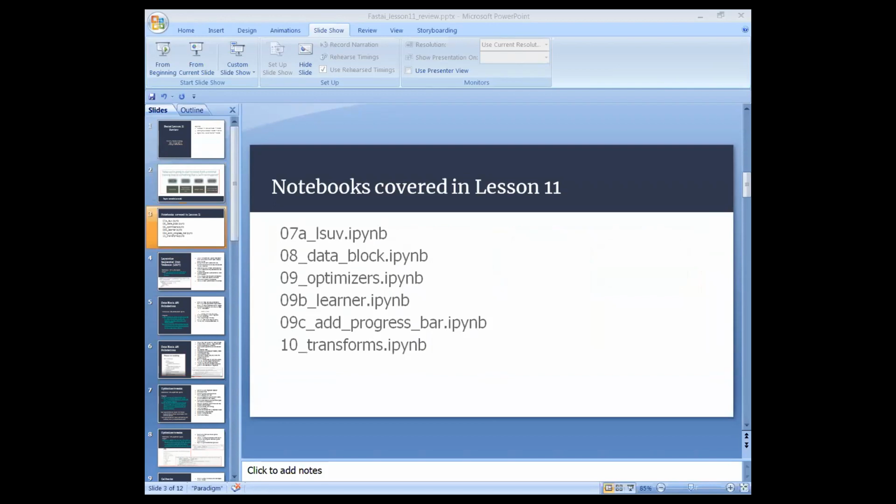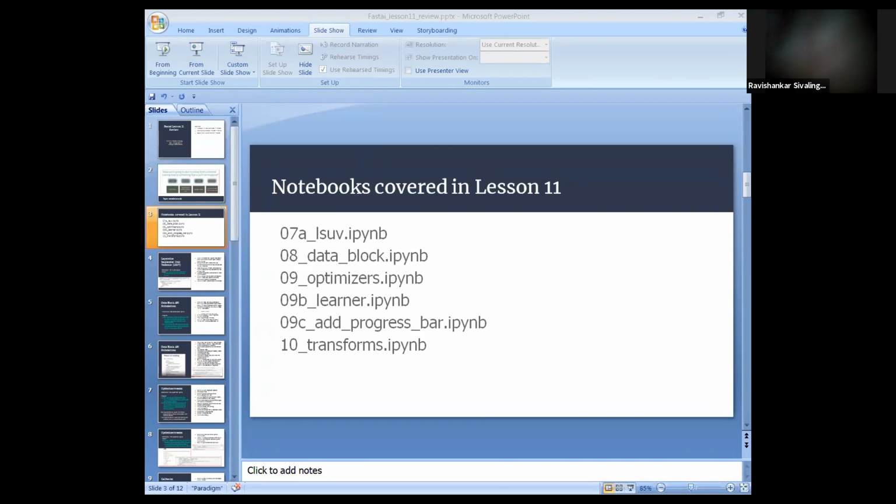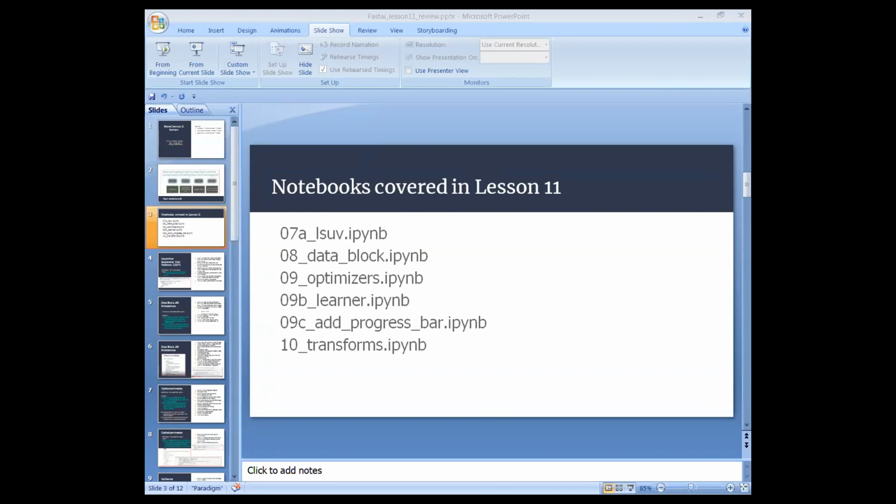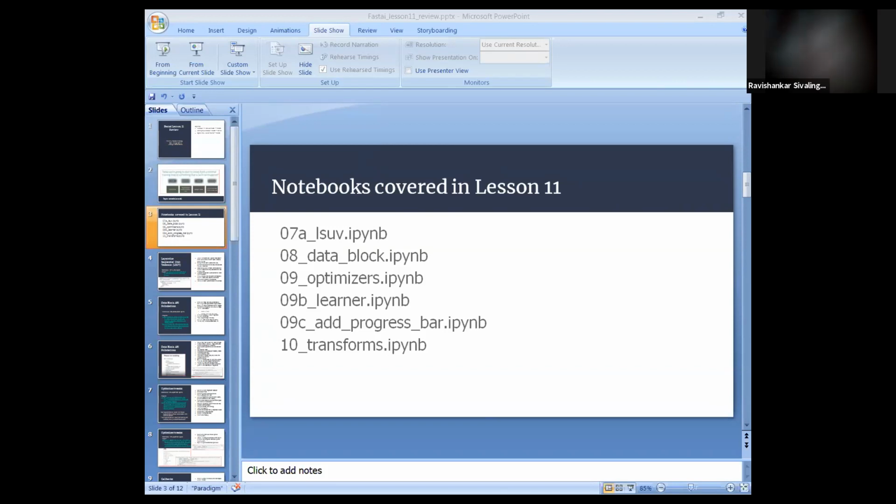Since there was so much material, I decided to just focus on the notebooks that we're doing. I'll go through it and say a little bit about each notebook, and that's how the lesson will go.